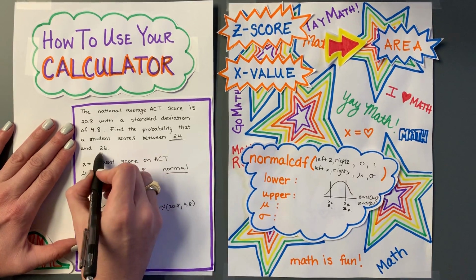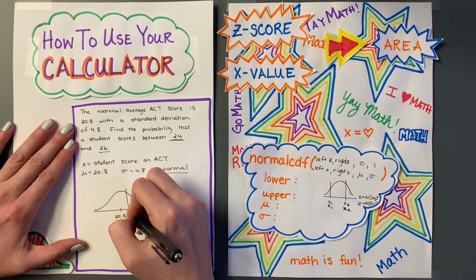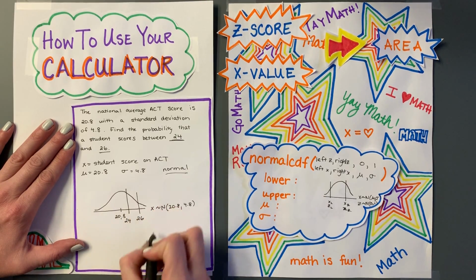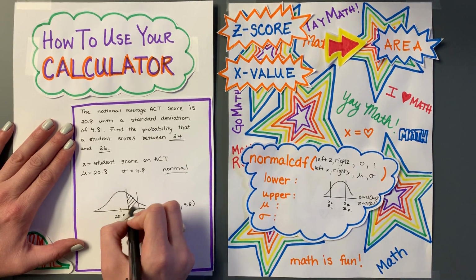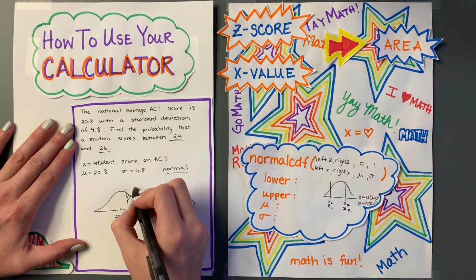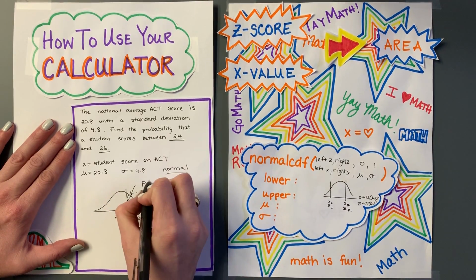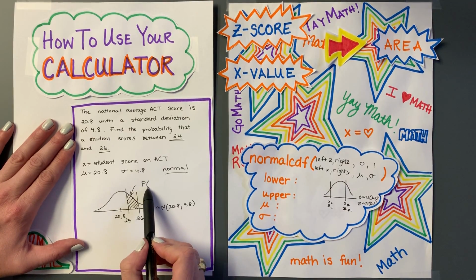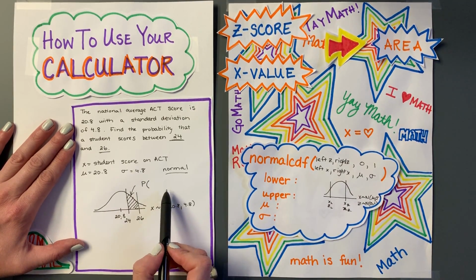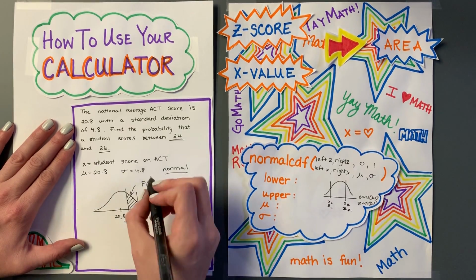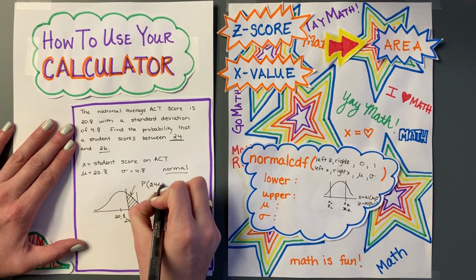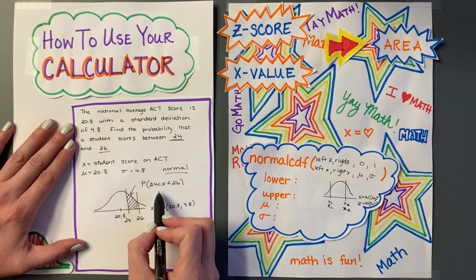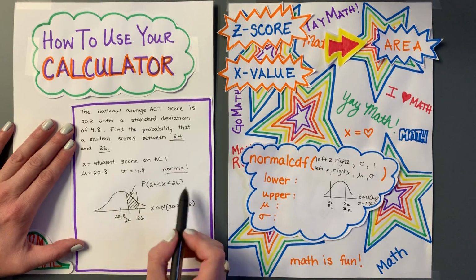I want the scores between 24 and 26. So I want what percent of students score in this range, or what is the probability. So I want that. I'm going to label this with a probability statement. So that means I'm going to write probability of, and I'm going to write an inequality statement involving my variable x. So that will be 24 is less than x is less than 26. It doesn't really matter if these are less than or equal to. We'll get to that a little later.